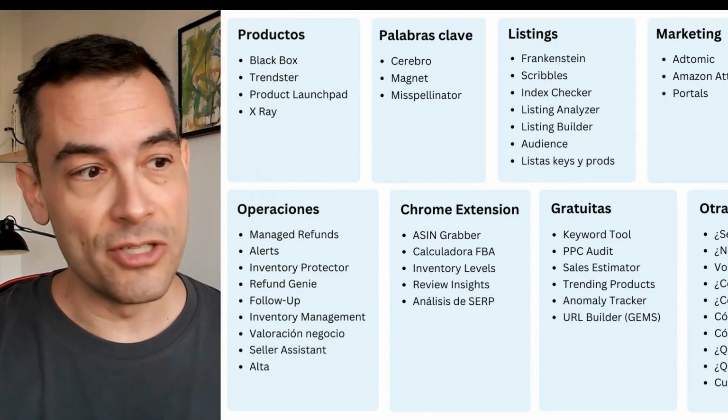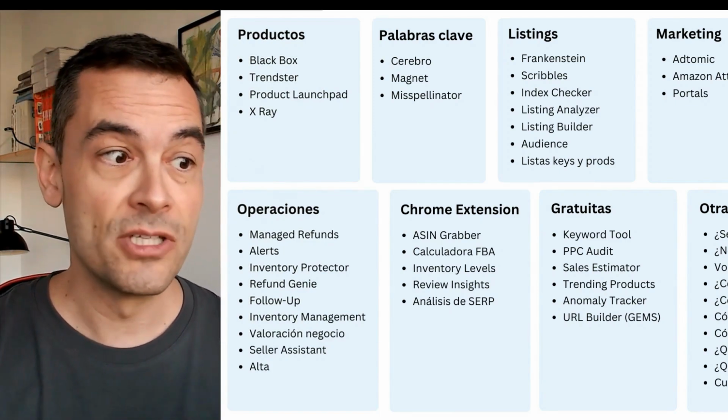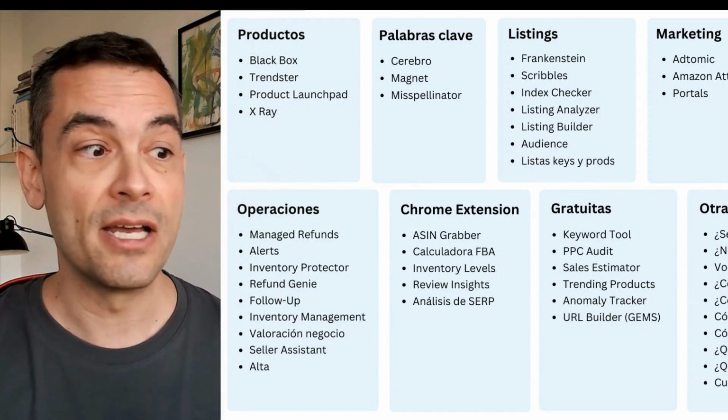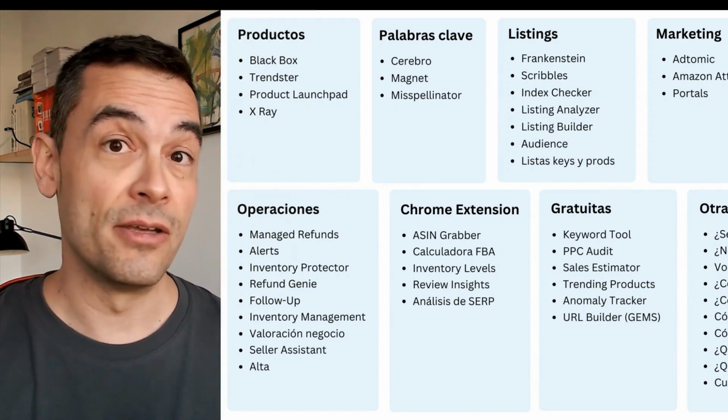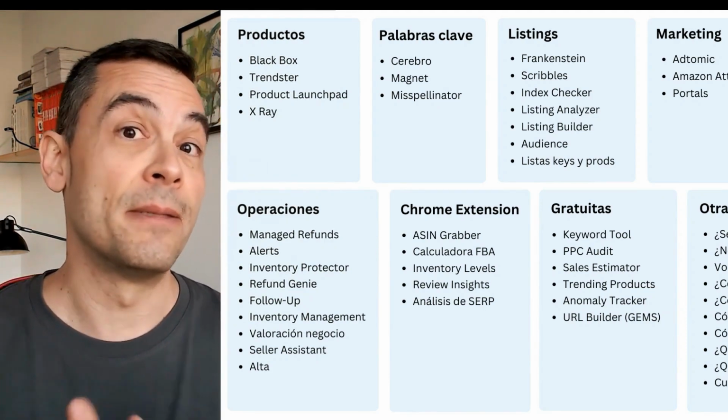Then listing optimization. We have Frankenstein, Scribbles, Index Checker. These were old ones, and we have all the new ones. The listing analyzer, the listing builder, audience, to survey audiences, and then the keyword and product listing creators.